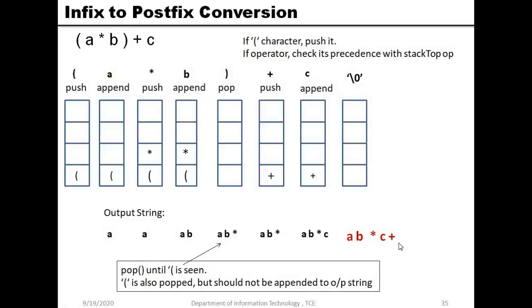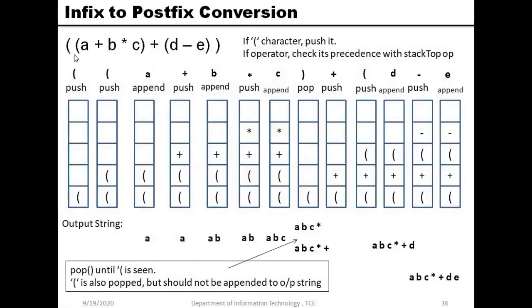In the next example, let's have multiple opening and closed parentheses. Initially the stack is empty, the output string is also null. The first character is opening parenthesis, it has to be pushed. And the second character is also opening parenthesis, it has to be pushed.